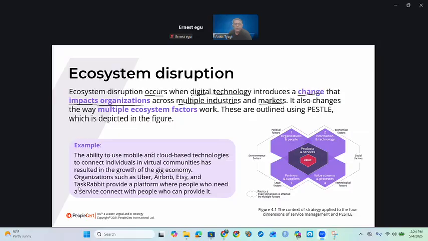Example: the ability to use mobile and cloud-based technologies to connect individuals in virtual communities has resulted in the growth of the gig economy. Organizations such as Uber, Airbnb, Etsy, and TaskRabbit provide a platform where people who need a service connect with people who can provide it. Of course, based on cloud services, it has already affected multiple industries and multiple markets. These organizations use this technology to connect the people who want a service with the ones who provide it.